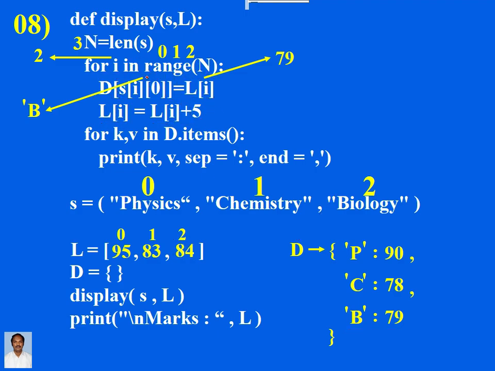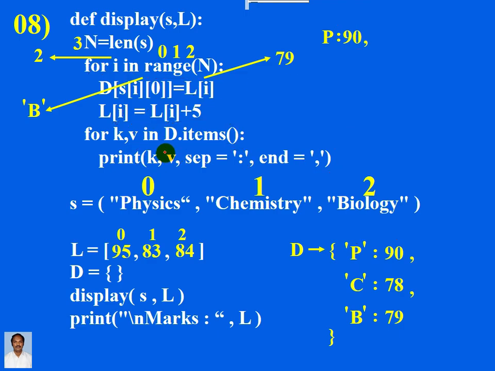Now, there are no more integers in the range. So you exit from this for loop. Now, each and every item is returned as answer. K contains the key. V contains the corresponding value. So the first item P colon 90 is returned. K will contain the key, that is P, and V contains the value 90. So here P is printed, here 90 is printed. Between the arguments, the separator colon will appear. So here colon appears and the ending character is comma.